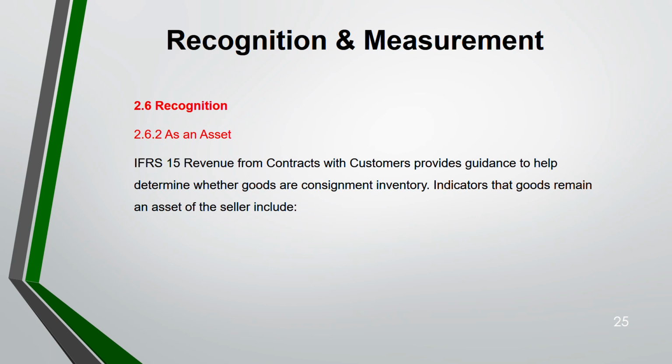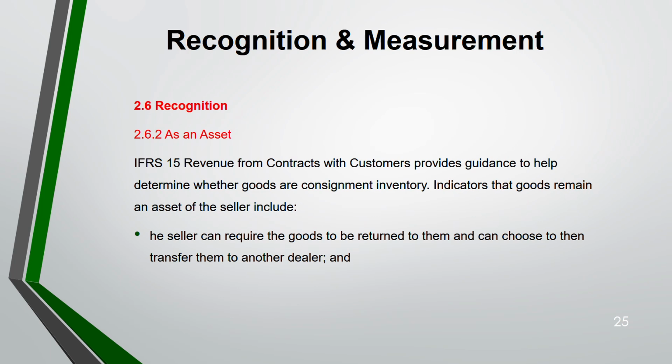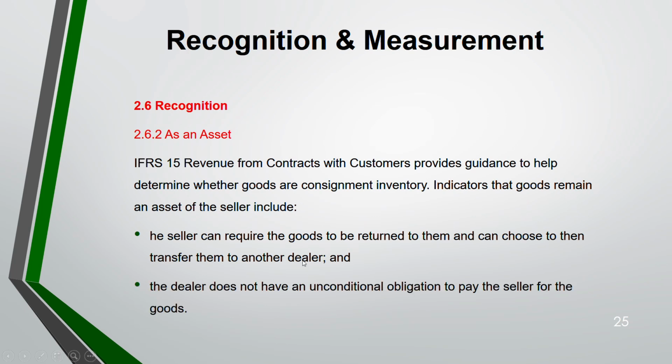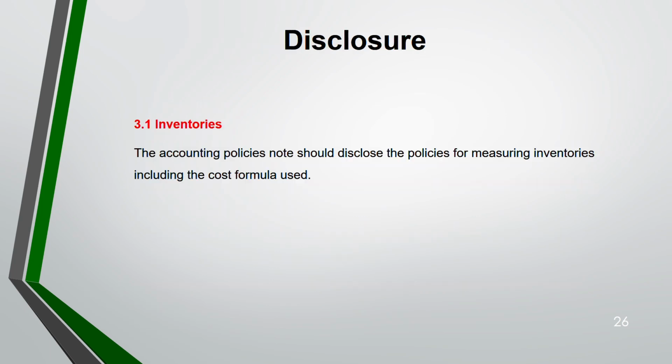Okay. So indicators that goods remain an asset of the seller include: the seller can require the goods to be returned to them, and they can choose to then transfer this to another dealer. Who has the right? Seller. And the dealer does not have an unconditional obligation to pay the seller for the goods. Dealer does not have that risk. So in these two conditions, the inventory will be recognized as an asset in the books of the seller.